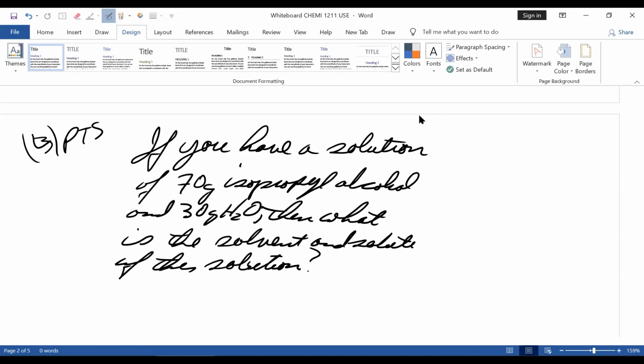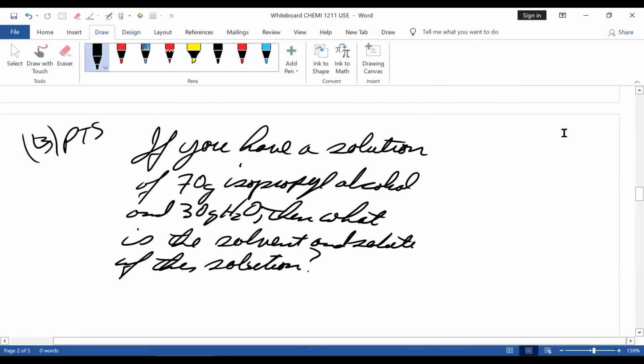Time for me to decode what I just wrote so you know what I'm talking about. If you have a solution of 70 grams of a chemical called isopropyl alcohol and 30 grams of water, then what is the solvent and what is the solute of the solution? Your time to have some fun. Go.